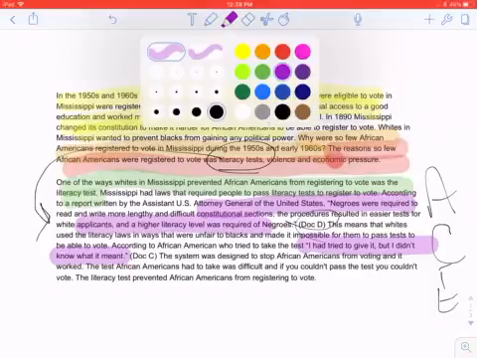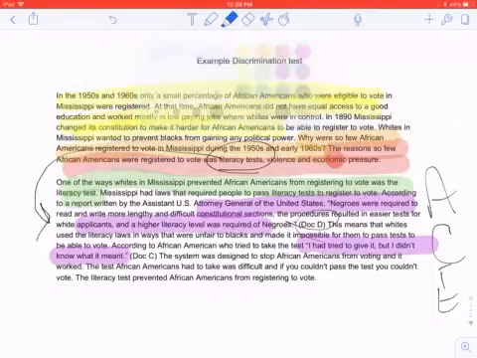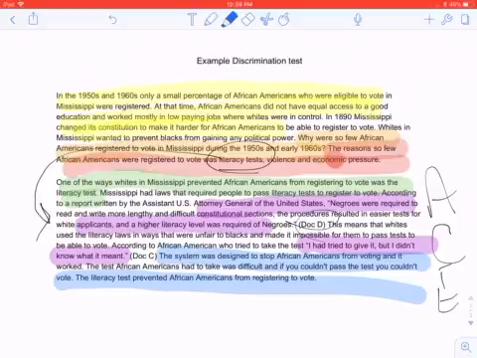Then I need to explain, and I explain it all down here. The system was designed to stop African Americans voting, and it worked. The test African Americans had to take was difficult, and if you couldn't pass the test, you couldn't vote. The literacy test prevented African Americans from registering to vote. I think that's pretty good. That gives me a reason why not many African Americans registered to vote. I explained what it is. I did the whole ACE. I cited, I explained, I answered. ACE: answer, cite, and explain.